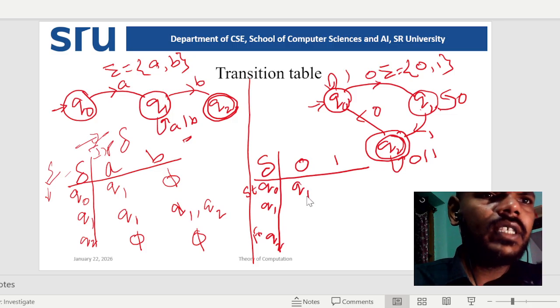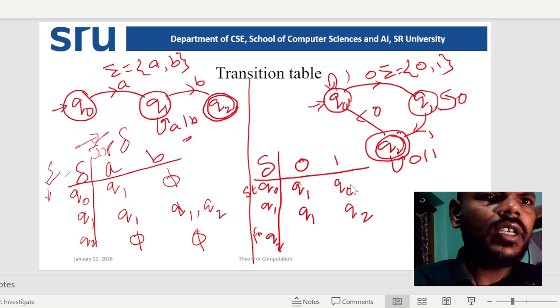Next, on Q0 state, 1 is the input symbol. Where is it going? On Q0 state, you write Q0 here. Similarly for Q1, if it is giving 0, where is it going? Q1 state, so you write Q1. If it is 1, where is it going? It is going to the Q2 state.